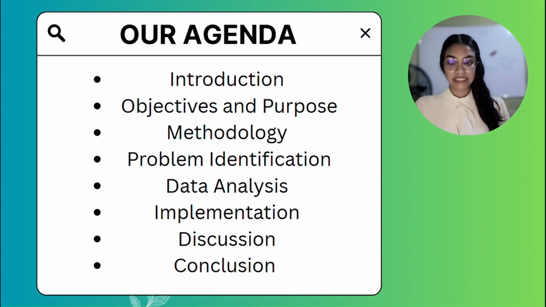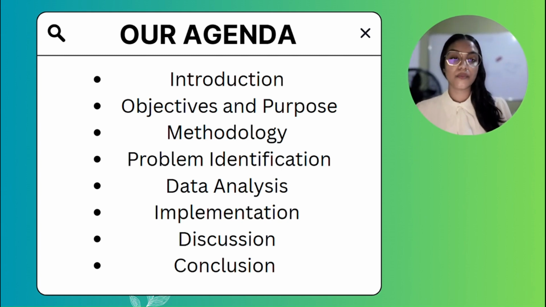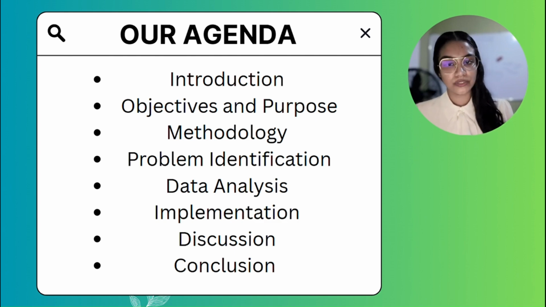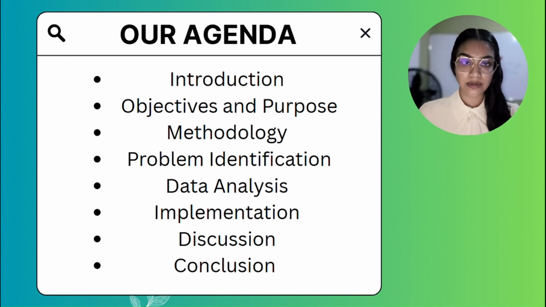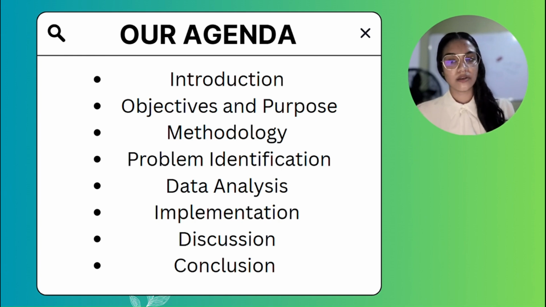Before we dive into the details, here's a quick overview of what we'll be covering in this presentation. We'll begin with the introduction. We'll provide some background on Trinidad and Tobago's heavy reliance on imported food and why we chose to focus our project in the community of Marabella. Next, we'll outline the objectives and purpose of the project. We'll explain how we engage with the community, what we hope to achieve, and how the initiative promotes sustainability and self reliance. After that, we'll walk you through our methodology.